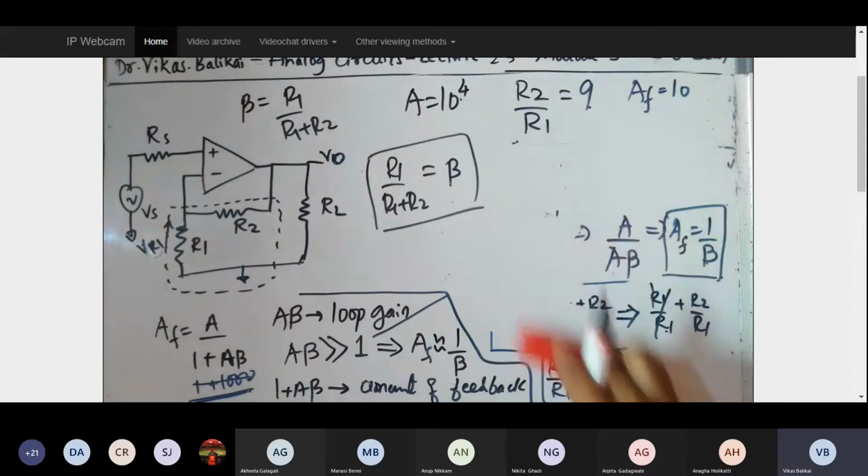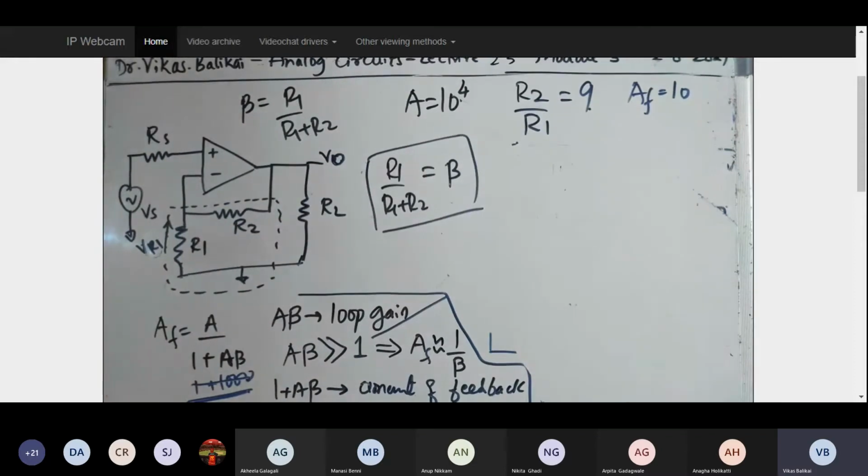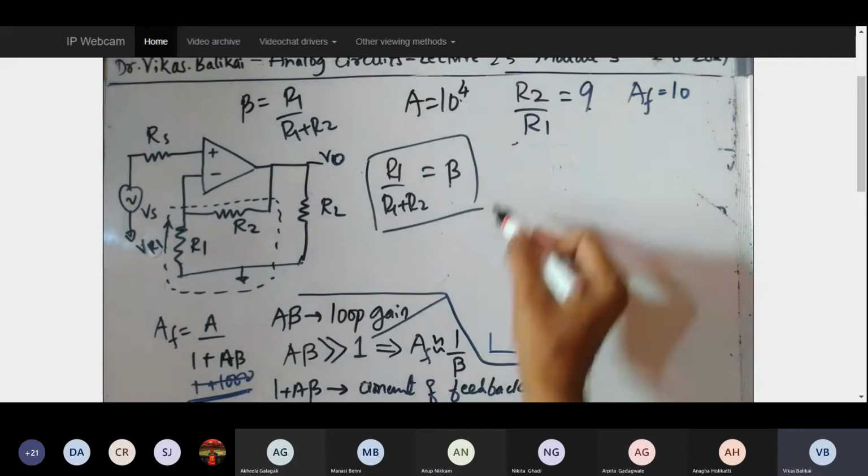The third one, what he is asking is, what is the amount of feedback in decibels? How do you calculate the amount of feedback in decibels? So what is basically the amount of feedback? It is 1 plus A into beta. So quickly do that. 1 plus A into beta, what will be the value?